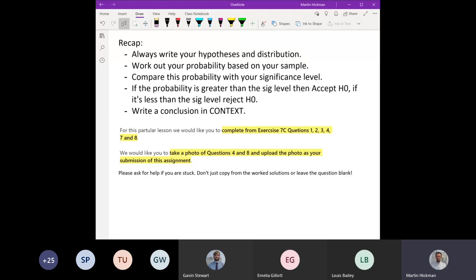We can just give you hints in the chat. We can do one-to-one calls if you need it. Don't just copy from the worked solutions and leave a question blank. I have seen that. I know yesterday one of the questions was quite difficult. Just ask us if you're not sure about it.